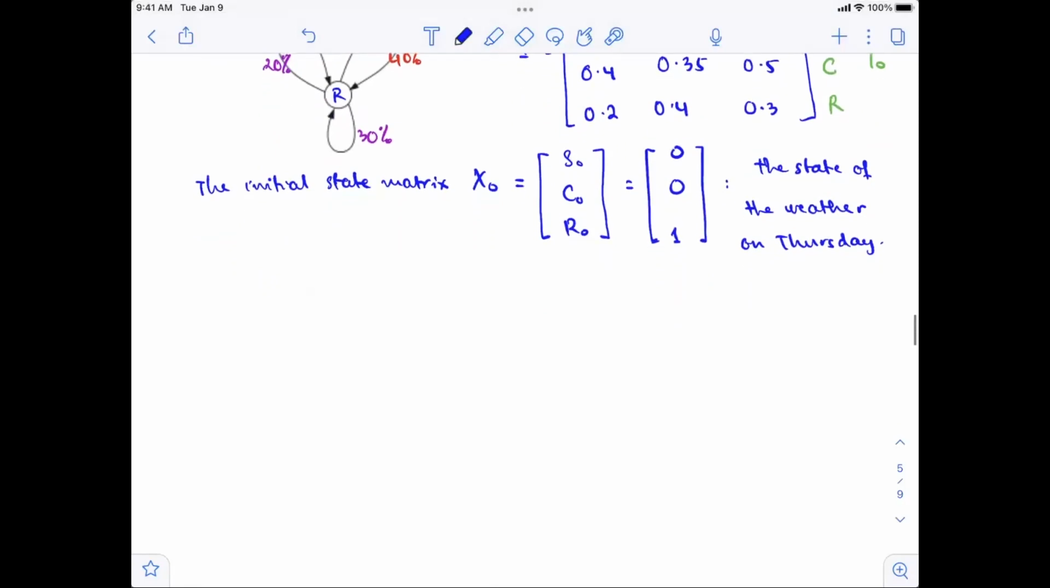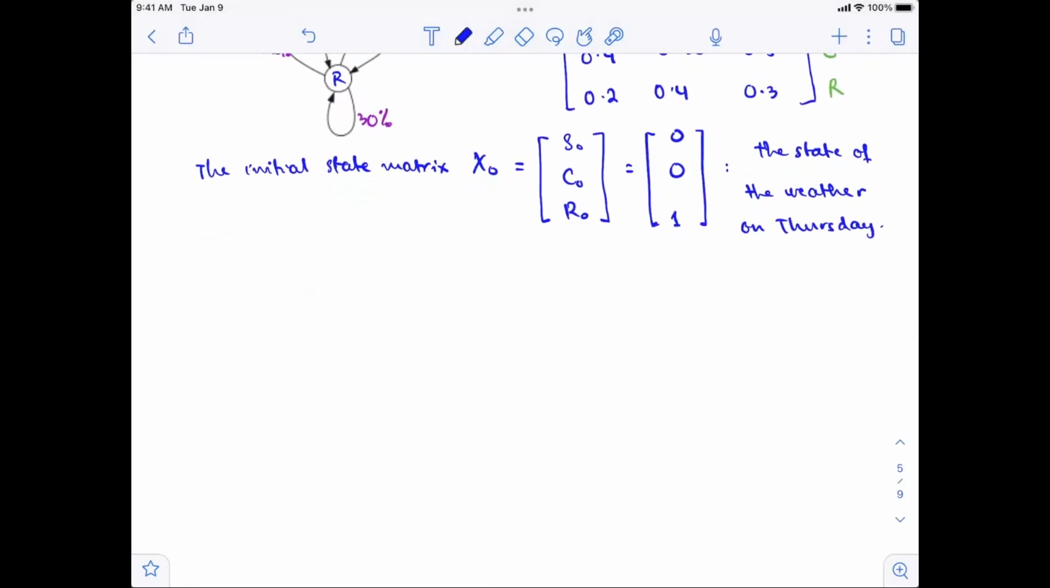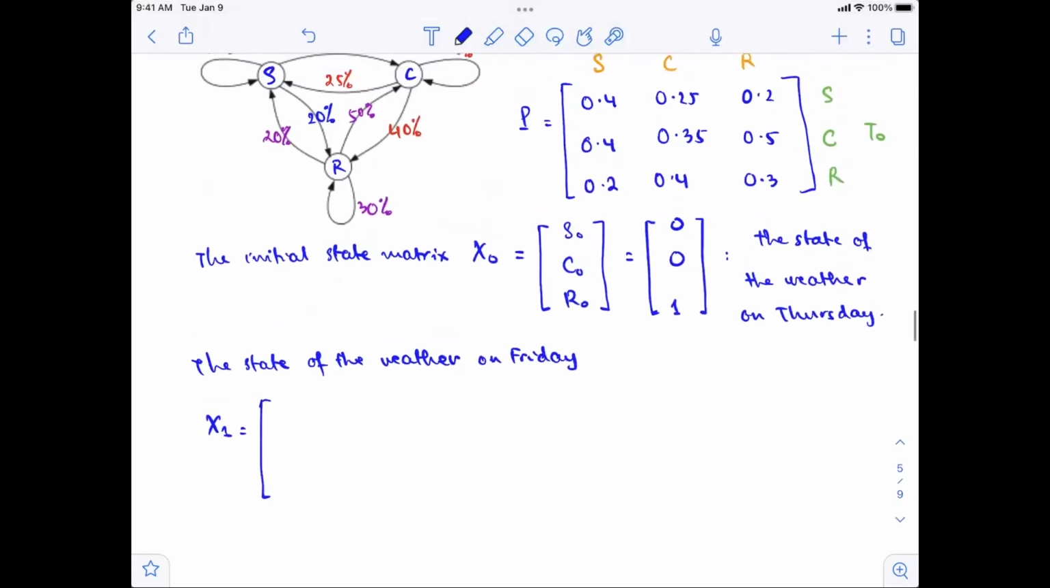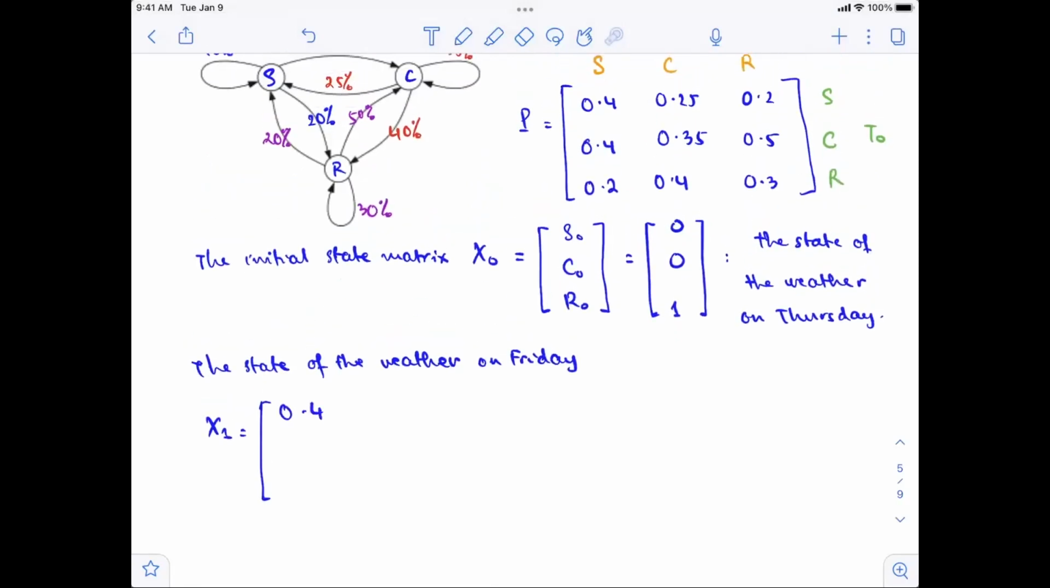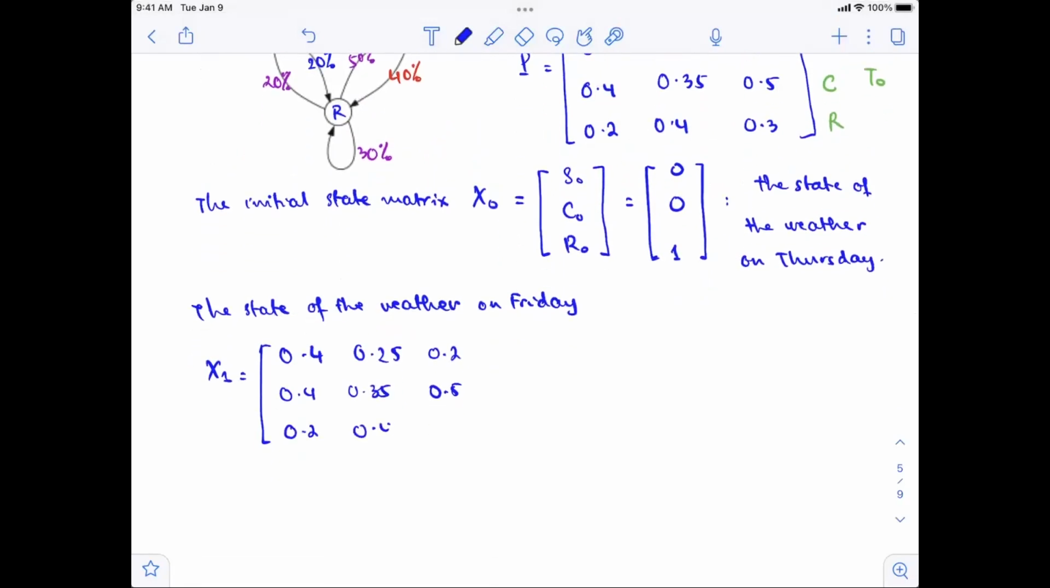All right, so first, the state of the weather on Friday. So X1 is going to be, you're going to use the following matrix, this transition probability matrix, 0.4, 0.15, 0.2, 0.4, 0.35, 0.5, 0.2, 0.4, 0.3, and you're going to multiply this with 0, 0, 1, right?